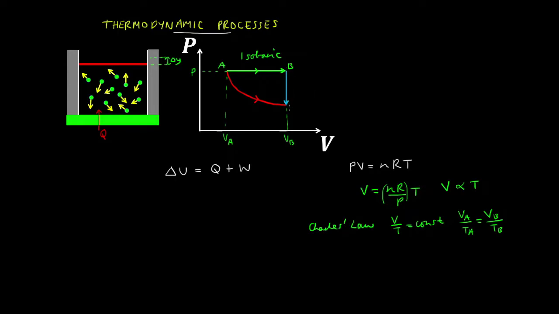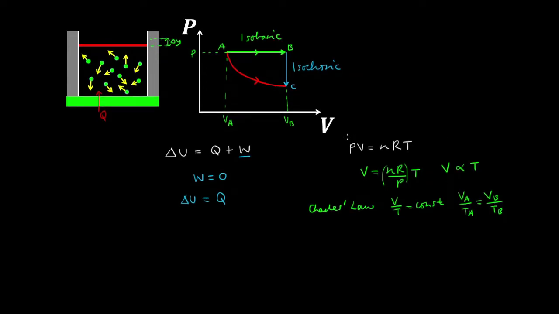Now, looking at this blue process over here, where we go from state B to state C, the volume is constant. So this is called an isochoric process, where the volume does not change. Because the volume of the gas does not change, the work is effectively zero. And therefore, the change in internal energy of the gas is completely due to the heat flow in or out of the system.